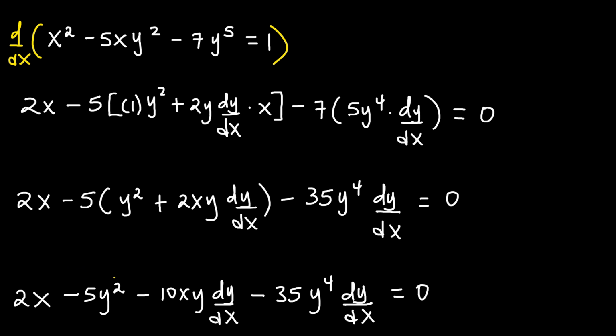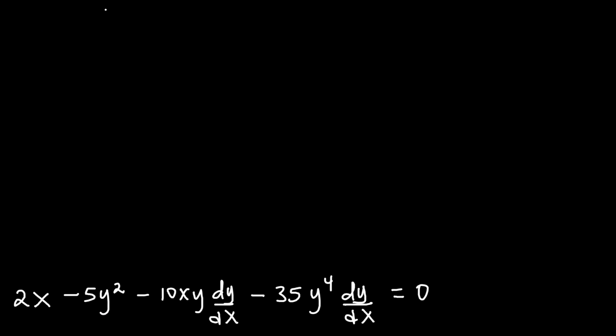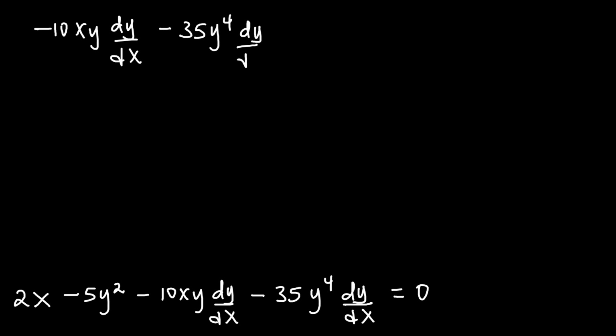And at this point we can take these two terms to the right hand side. On the left hand side we shall remain with negative 10xy times dy divided by dx minus 35y to the power of 4 dy divided by dx equaling to, now positive 2x will become negative 2x, and then negative 5y to the power of 2 will become positive 5y to the power of 2.